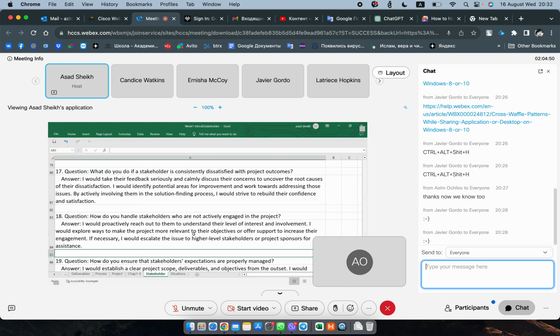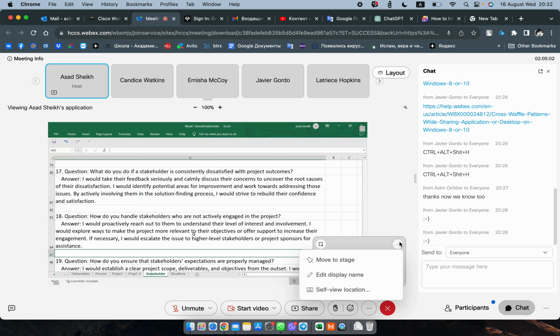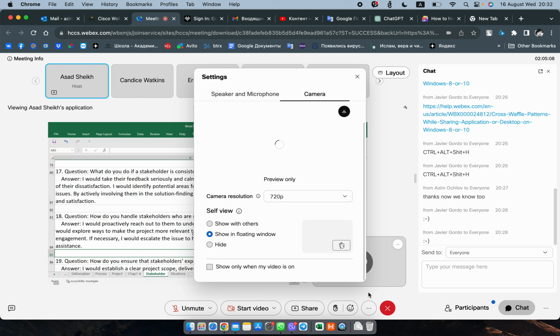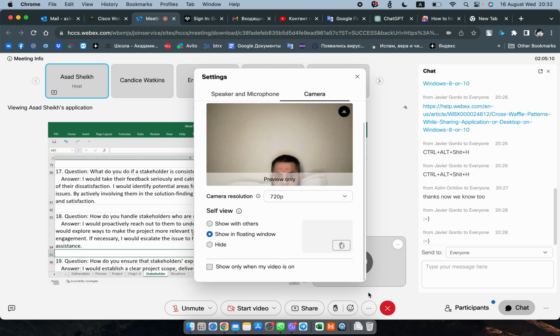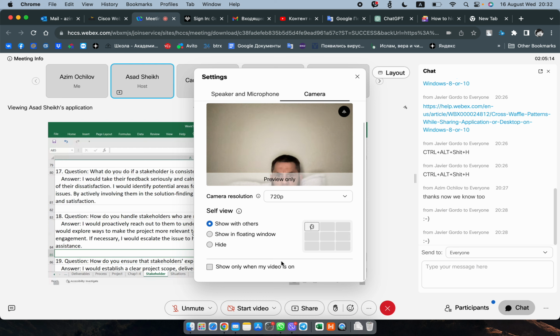How do you handle stakeholders who are not actively engaged in the project? So this is one of them that stays in the background. Here I would proactively reach out to them. You've got to reach out to them somehow, either through reports, through emails, or through status reports. I would explore ways to make the project more relevant to their objective or offer support to increase their engagement. So just keep that in the back of your mind.